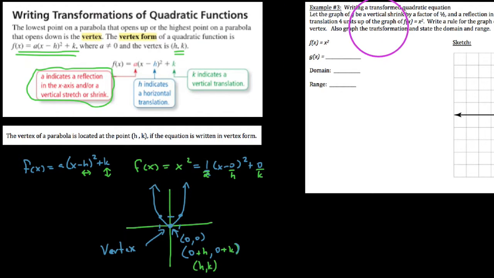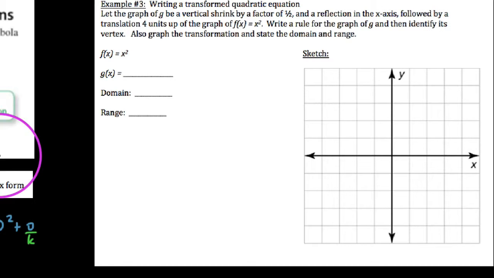So let's take a look at this example up here and talk about how we could use our knowledge of a, h, and k from now on to quickly graph and quickly write a rule for g, given g is some transformation of f of x. So it says, let the graph of g be a vertical shrink by a factor of a half. So we've identified a vertical shrink by a factor of a half, and a reflection in the x-axis, followed by a translation 4 units up of the graph of f of x equals x squared.